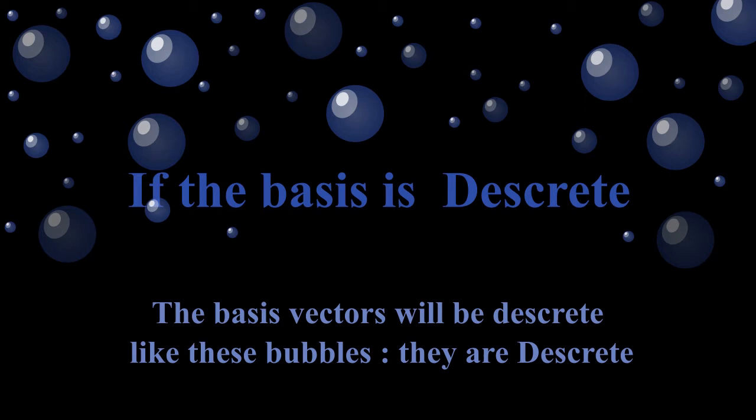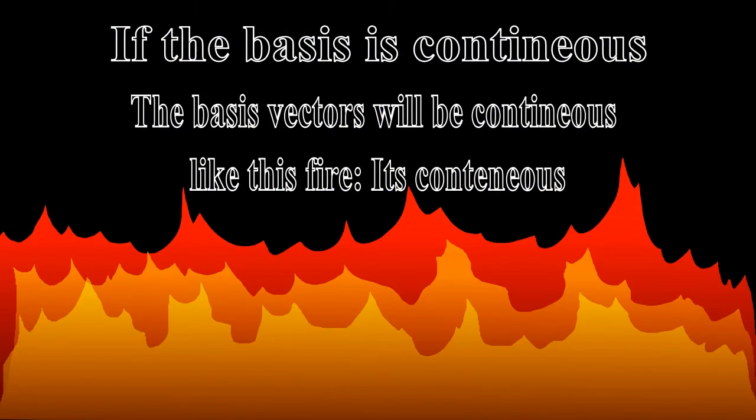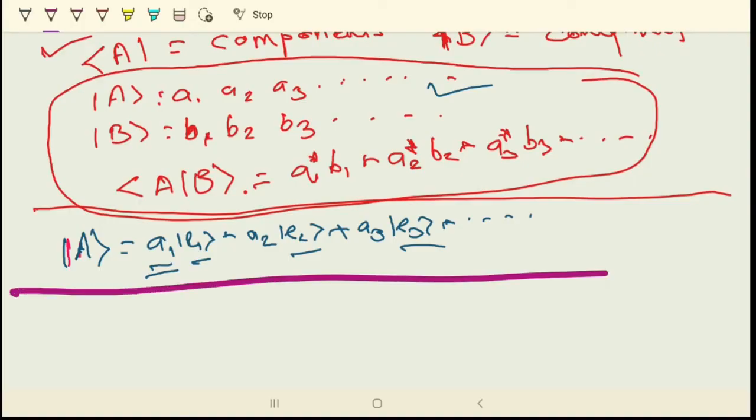But what will happen if the basis is continuous? If the basis is continuous, that time I will not have some discrete basis vectors like E1, E2, E3 and so on and so forth. The basis vector will also be a continuous vector. So let's start from the beginning.